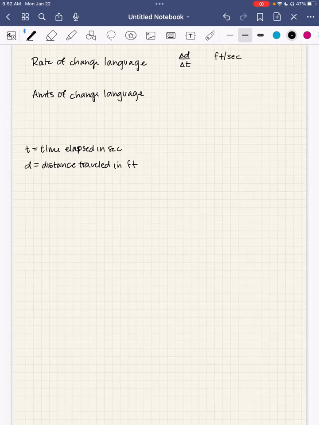As opposed to the amounts of change language, where we are pulling those two changes apart into the changes in time and the changes in distance. And so we're not talking about feet per second, really. Now we're talking about seconds and we're talking about feet, and we're doing it together. So obviously these are related. They go together, one informs the other. But the language that we use is going to change a little bit.